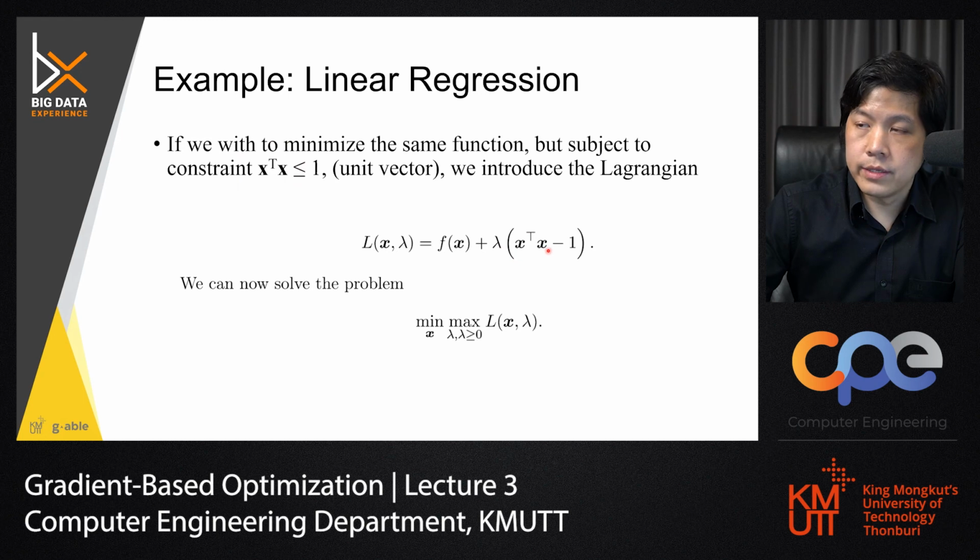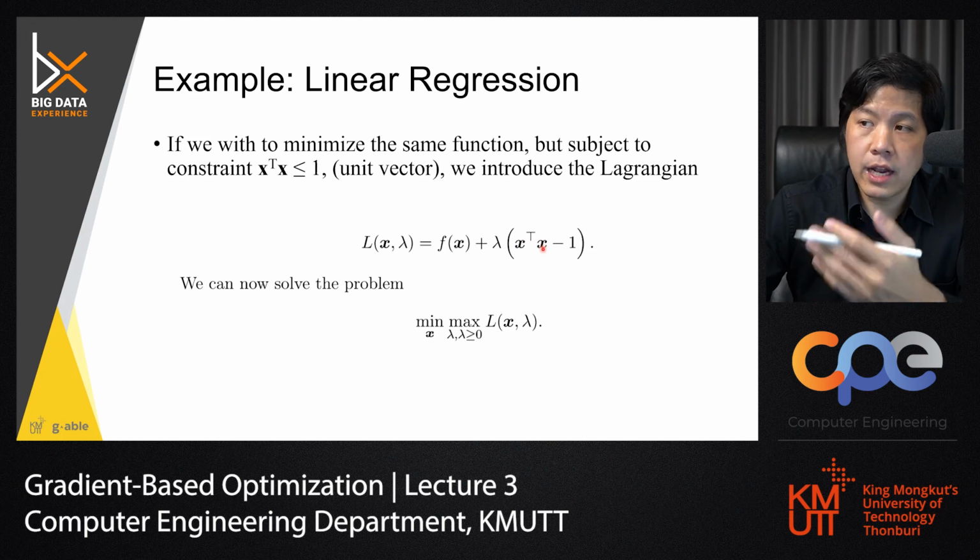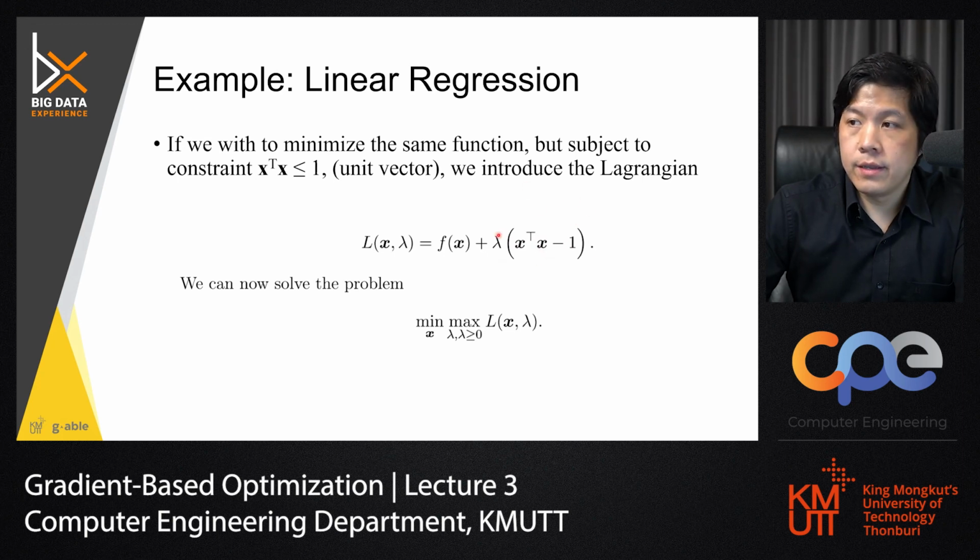Actually, this is like lambda of x transpose x minus 1, right? If x is a unit vector, then this would become 0. But if x is larger than 1, more than a unit vector, it will contribute some loss. Okay, so in order to solve these forms, we need to solve this problem: minimize L of x, maximize it for lambda. Okay, we want to find these forms.